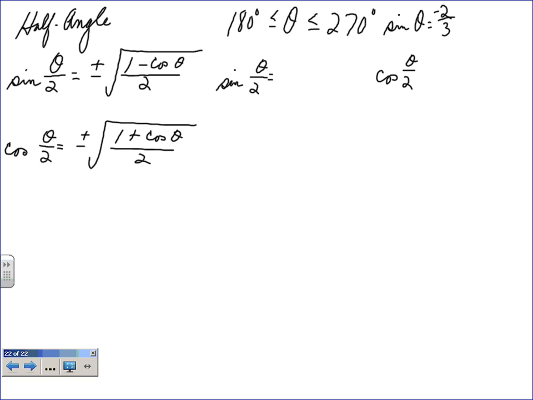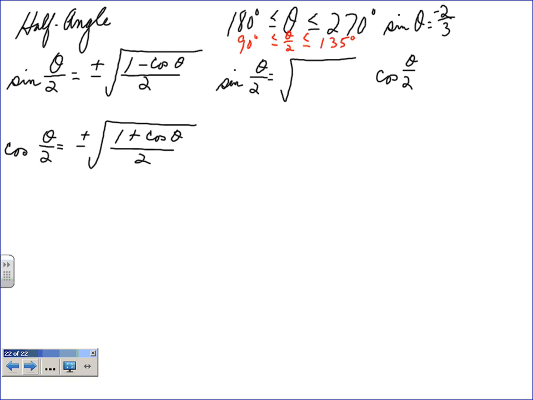Sine of theta over 2 equals plus or minus, which one is it? Minus. No, listen. If theta is between 180 and 270, then theta over 2 is between 90 and 135. The half angle is between 90 and 135. What quadrant is that in? Second. Sine is positive in the second quadrant.